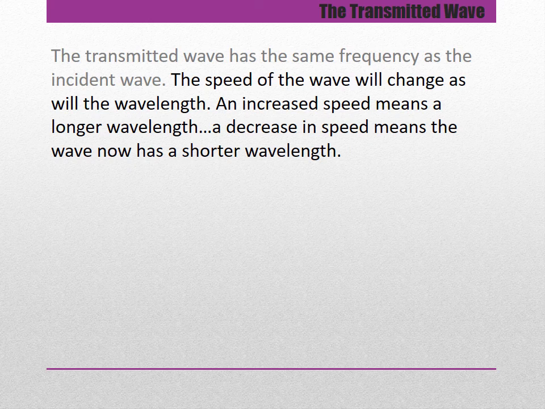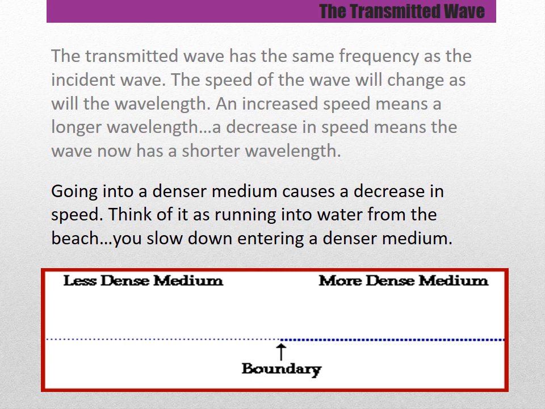The speed of a wave will change, as will the wavelength. The increased speed means a longer wavelength. The decrease in speed means the wave now has a shorter wavelength. Going into a denser medium causes a decrease in speed. Think of it as running into water from the beach. You slow down entering a denser medium.